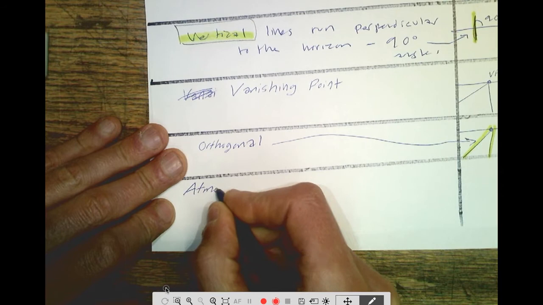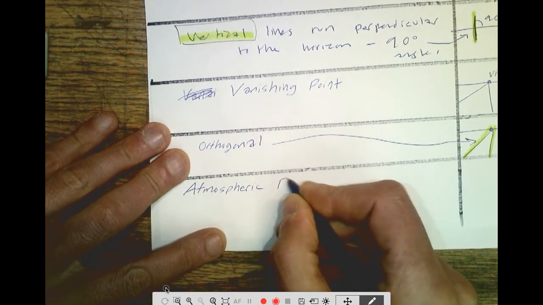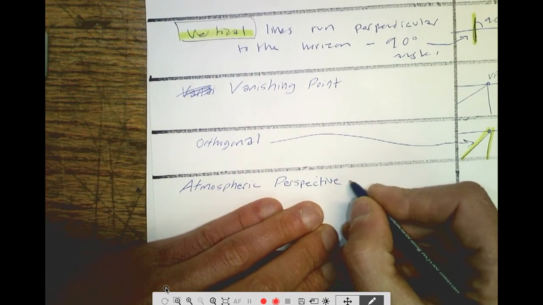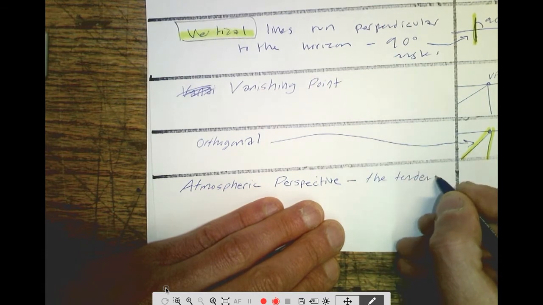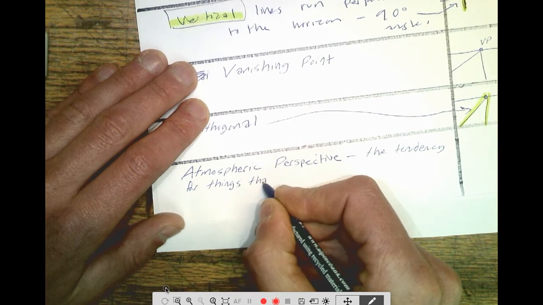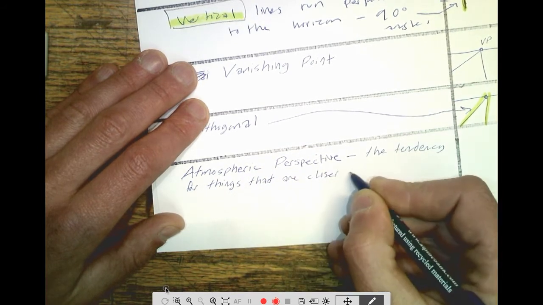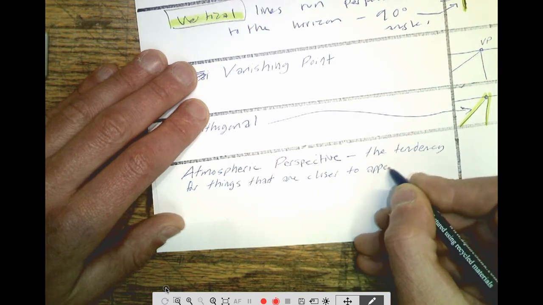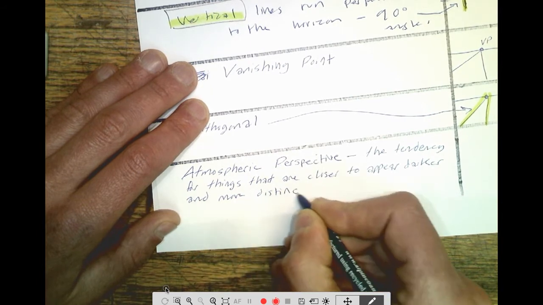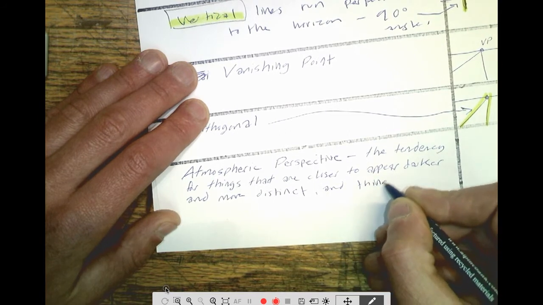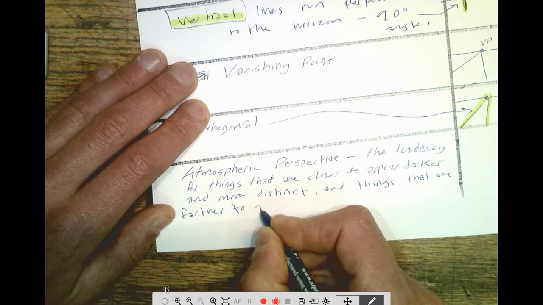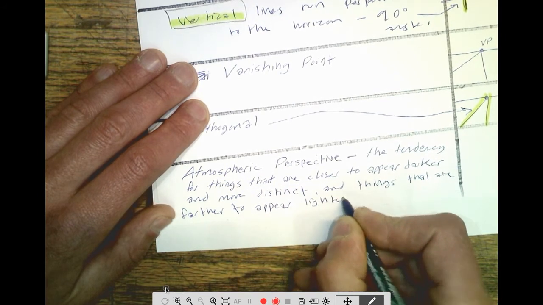This is called atmospheric perspective. And this refers to the tendency for things that are closer to you to appear darker and more distinct, and things that are farther to appear lighter and less distinct.